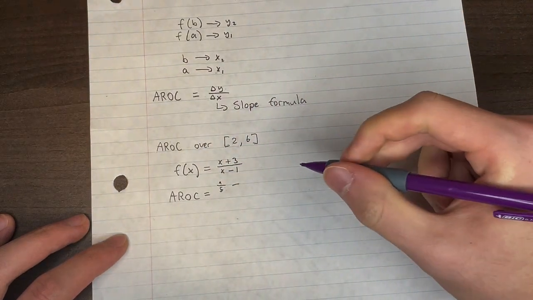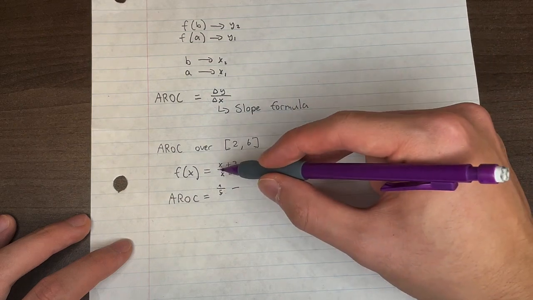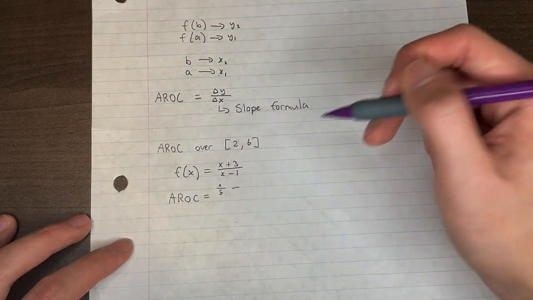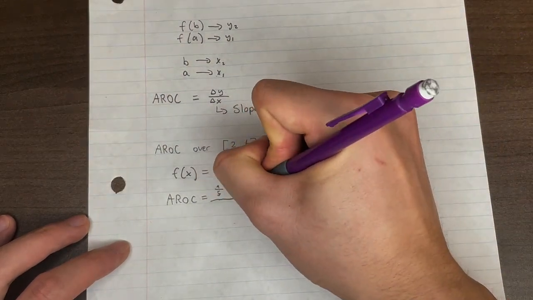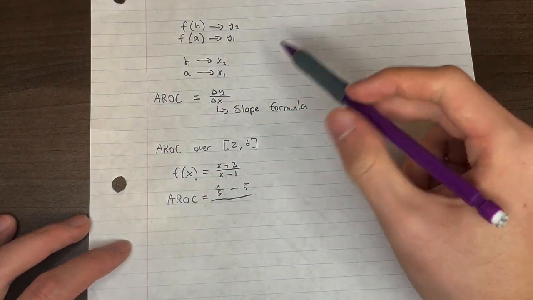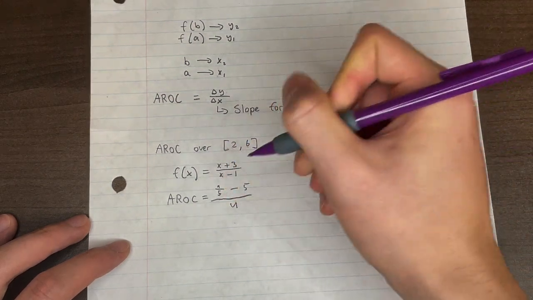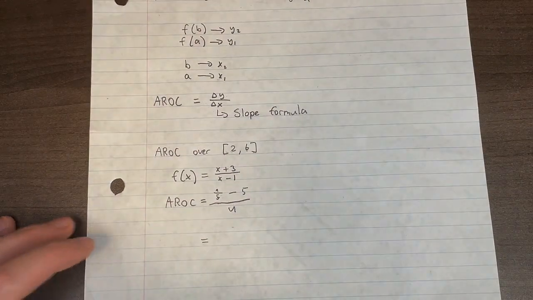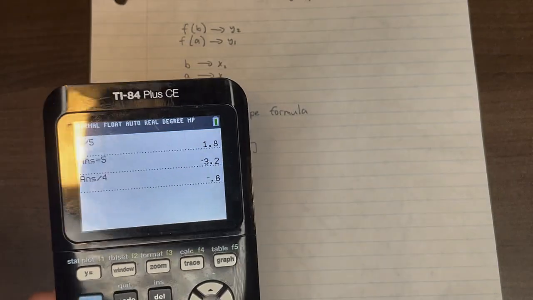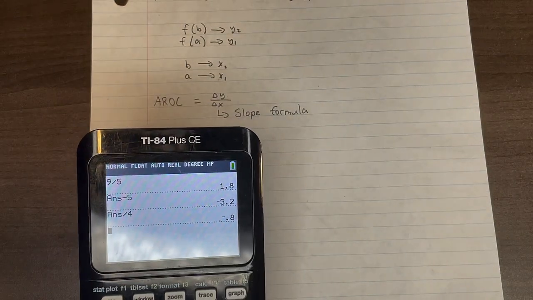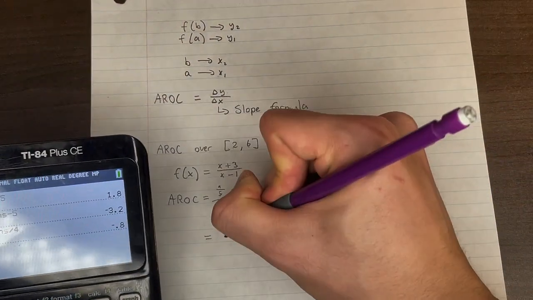And now we need our f of a value. So for f of 2, we plug in 2, and we get 5 over 1, which is just 5. And over b minus a, so 6 minus 2, which is 4. And so now we can solve this. I'm going to plug this into a calculator to make this easier. And so as you can see, we get an average rate of change of minus 0.8.